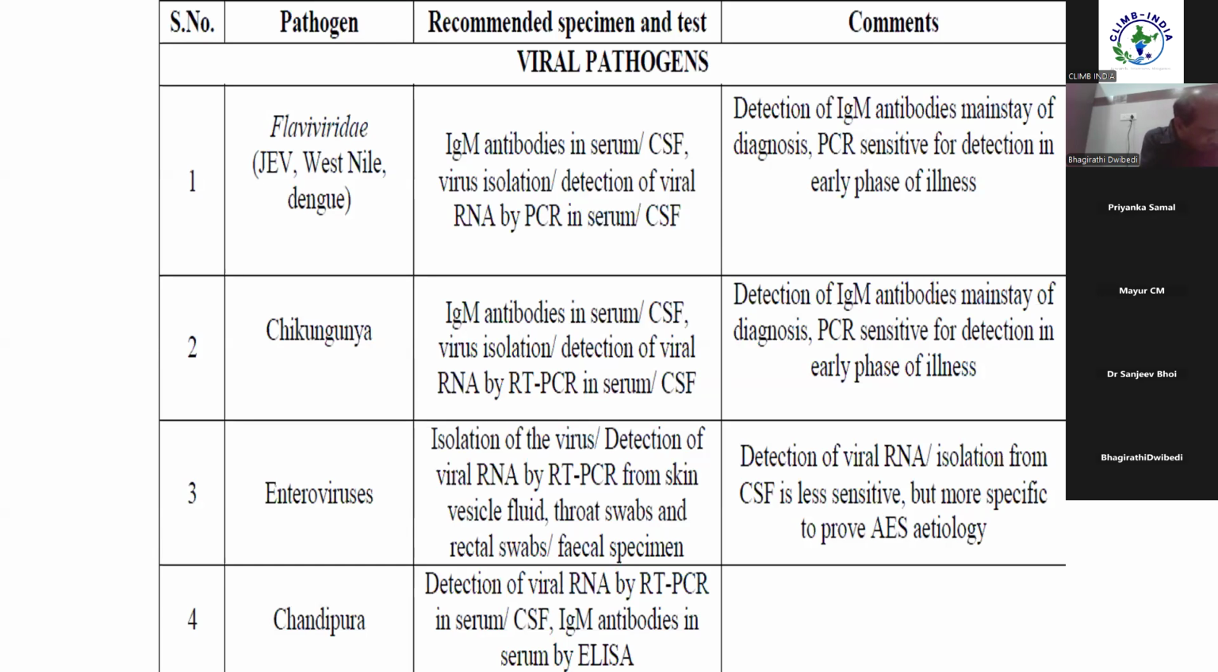If you look into this chart, IgM antibody from serum or CSF remains one of the diagnostic criteria besides PCR, because many times you don't get it. And if you look into other samples, suppose in case of enteroviruses, getting a PCR positivity from CSF samples is not that high. It may be very specific, but sensitivity becomes low. So we have to depend upon a stool sample collection to get enterovirus positivity, and we have to correlate the viral encephalitis clinical epidemiology so that we can say that this is because of enterovirus infection.